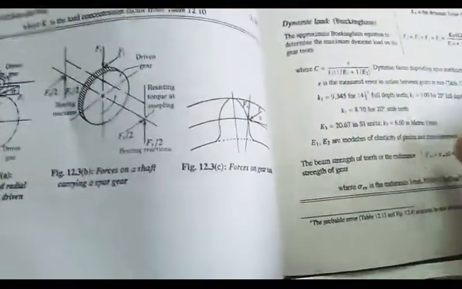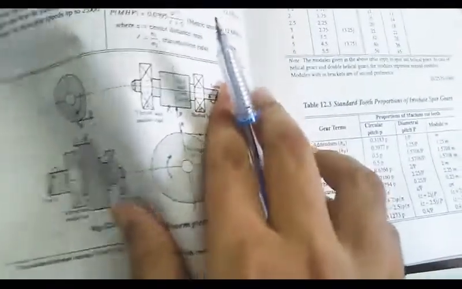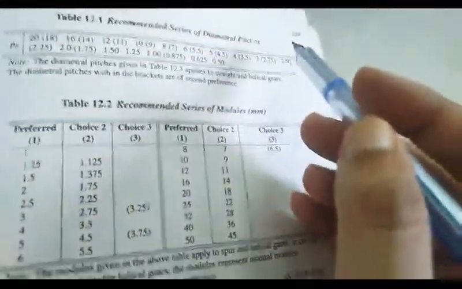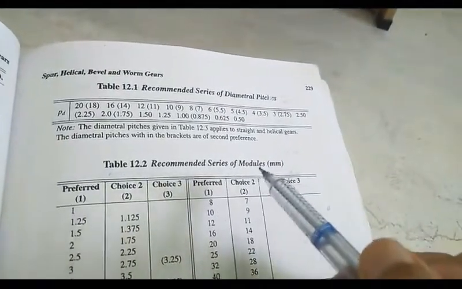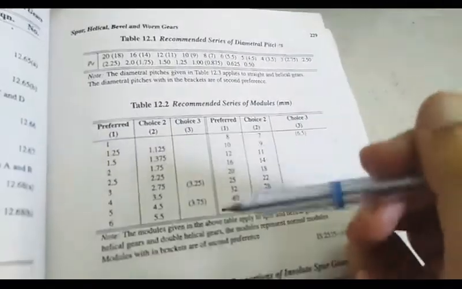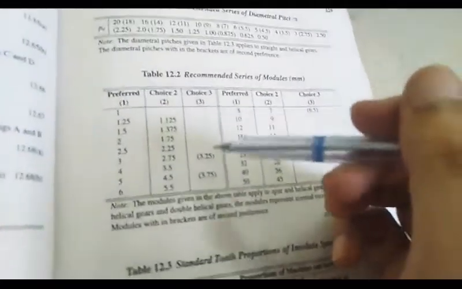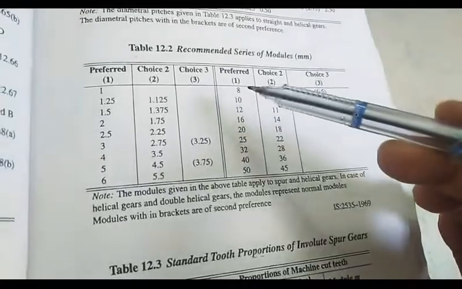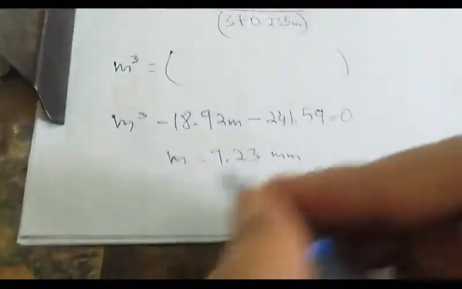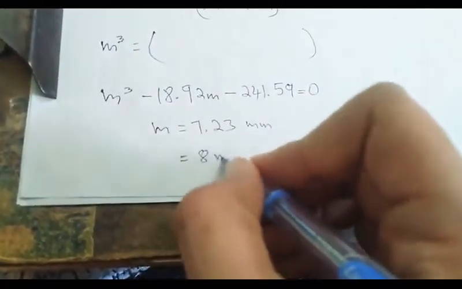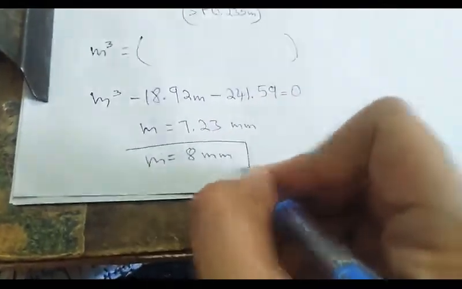So we need to find the standard value from the data handbook. We need to refer to the standard module on page number 229, Table 12.2, recommended series of module. Here there are recommended series of module. I have got the value of 7.23, so I'll consider the first preference, 8. I'll take the module as 8 mm.